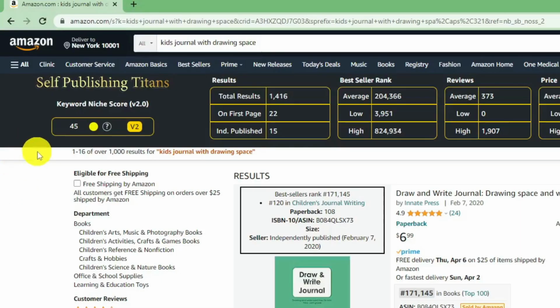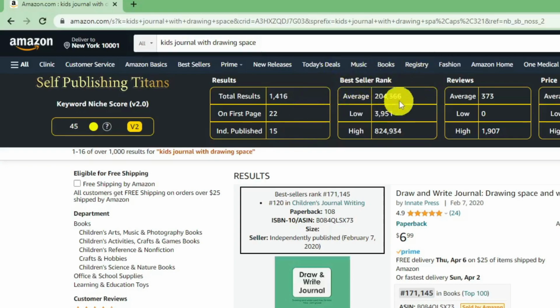Okay, so our keyword niche score has jumped up to 45, which is way better. And we're looking at around 1,000 results here. Amazon gives you, I think, the number to the nearest 1,000, but the self-publishing titans will give you a more precise number. So it's saying it's about 1,500 results, 1,400 results. On the first page, only 22 books, and 15 of these are independently published. This is a good sign.